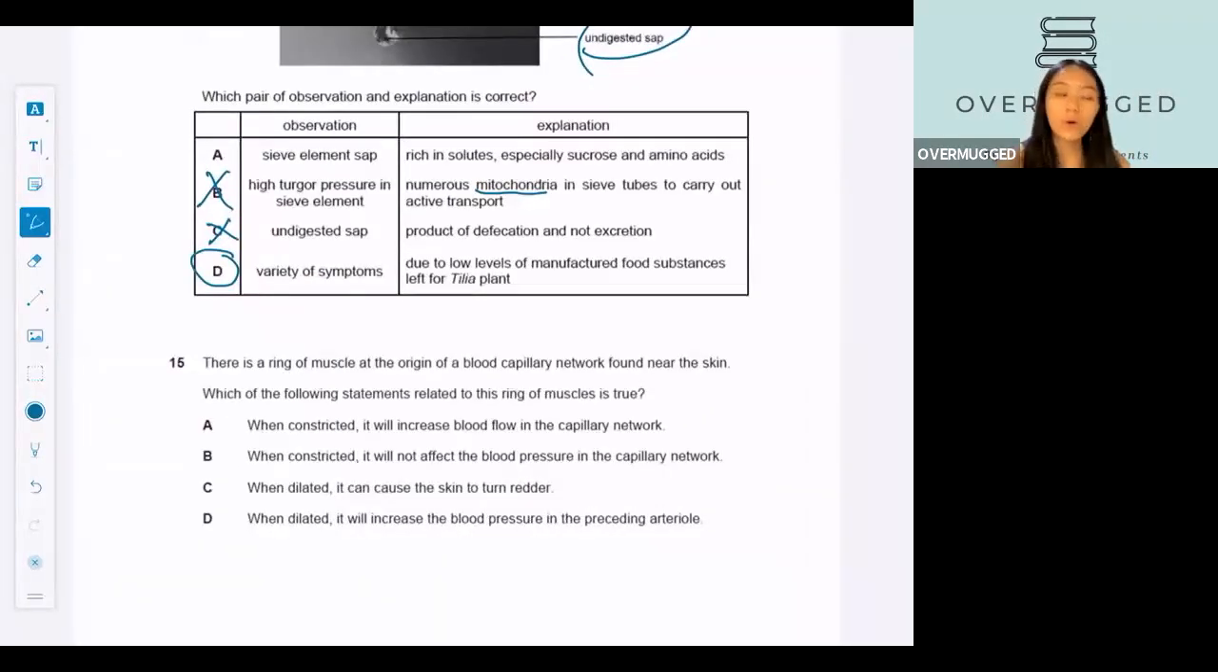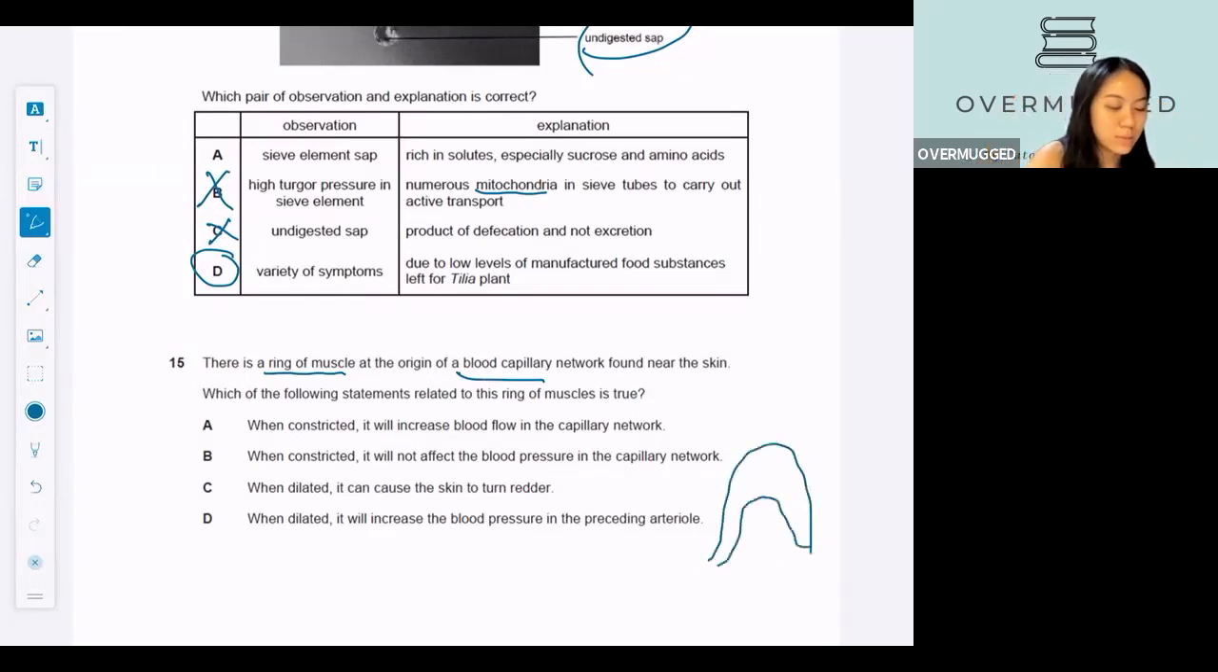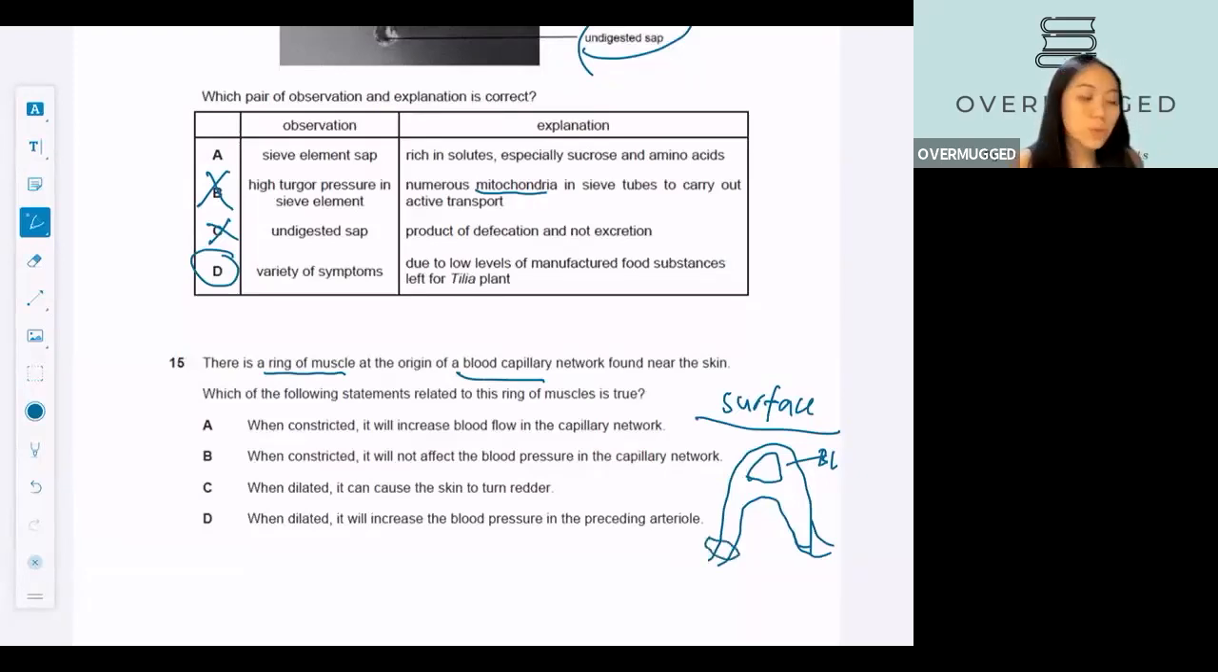Question 15, ring of muscle at the origin of a blood capillary, which statement? So this blood capillary network, right? You have to imagine that picture, probably you have seen something like this. So this is your skin surface, and this is your capillaries. And there's a ring of muscle at the origin of blood capillaries, which means it's somewhere here. What statement is true about this ring of muscle?